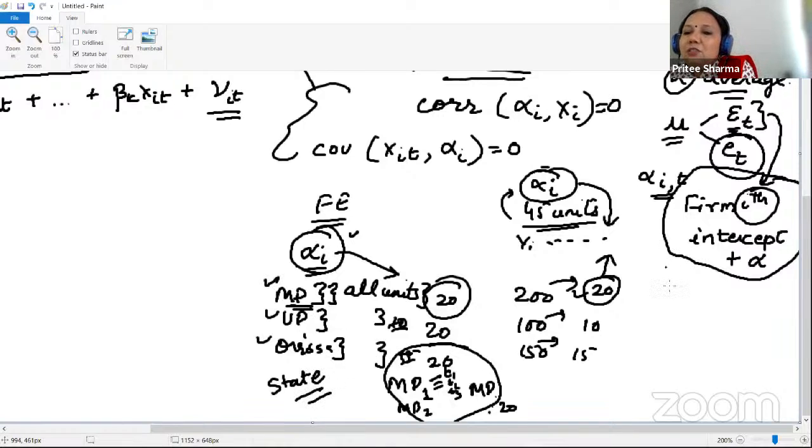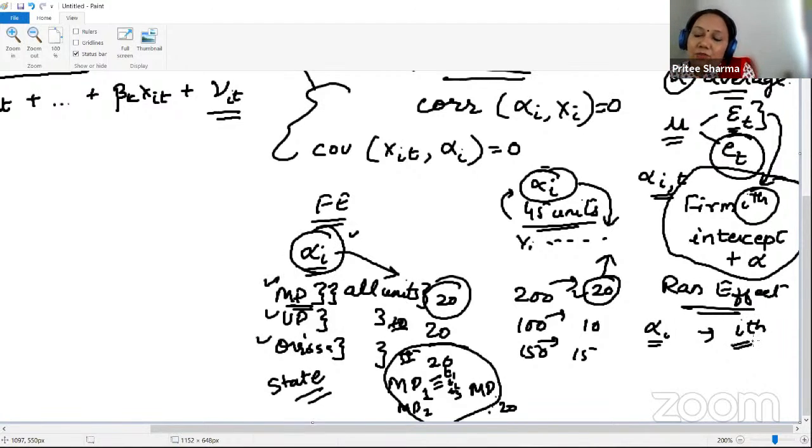Whereas in case of random effect model, we cannot say that, because that alpha i is only, if we want to know it only for that ith firm, then what we are going to do is, for alpha i, first we will do an average. So what is this average? This average is for the entire industry.